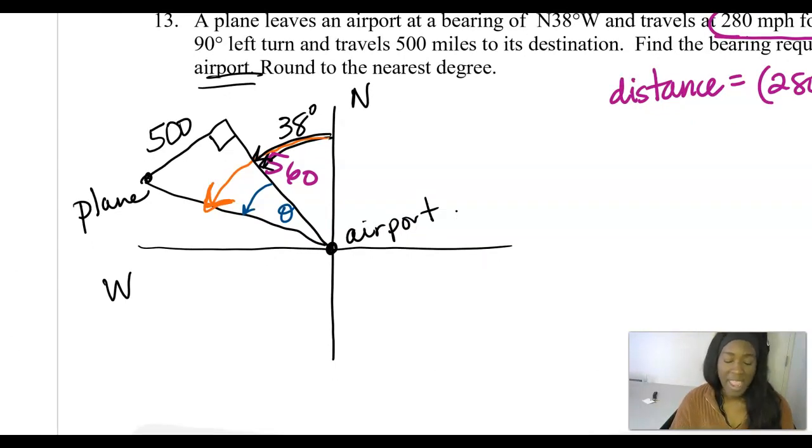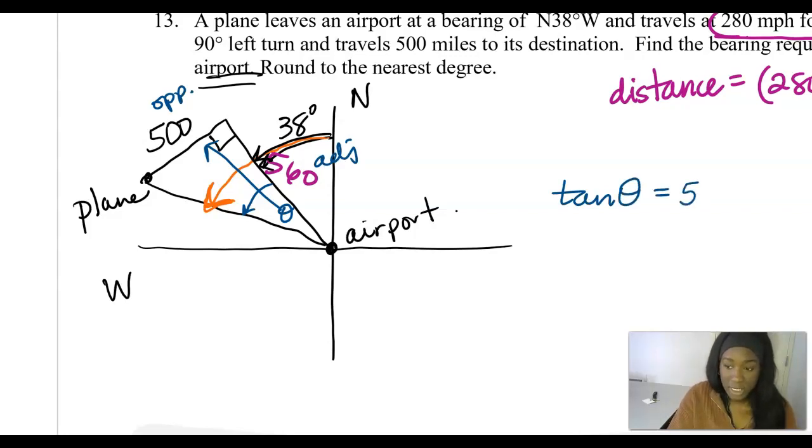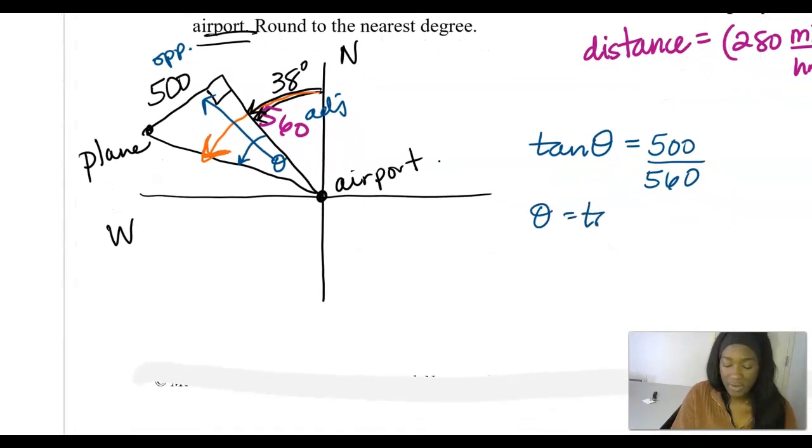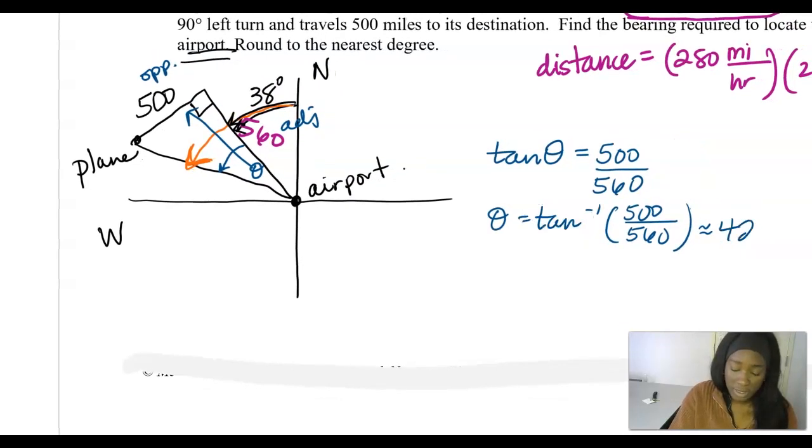So to find that angle in blue on the inside of the triangle, we're going to use some more inverse trig. So relative to that angle, we have the opposite side of 500 and the adjacent side of 560. So we would use tangent, because tangent is opposite over adjacent. To get theta out of tangent, we're going to have to use tan inverse. So tan inverse of 500 over 560 gives us approximately 42 degrees.